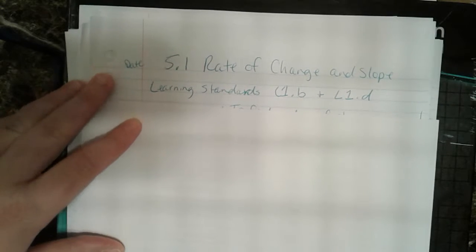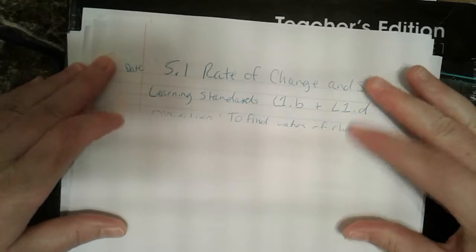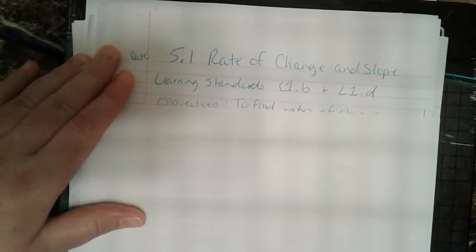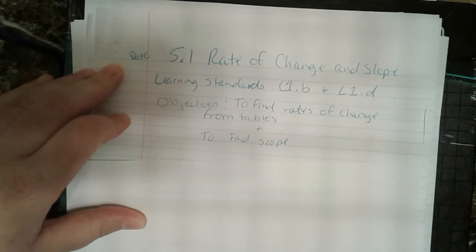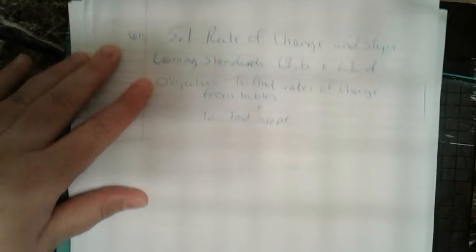So if I'm looking at this, our objective is to find the rate of change, and it's also to find slope. A rate of change is a fancy way of saying slope. If you can find the rate of change of something, you're finding the slope. It's just another way of saying slope, okay?